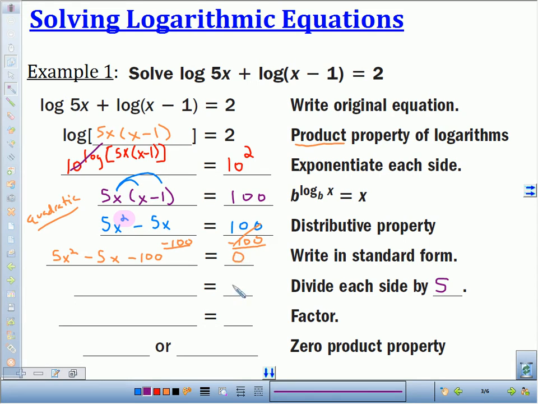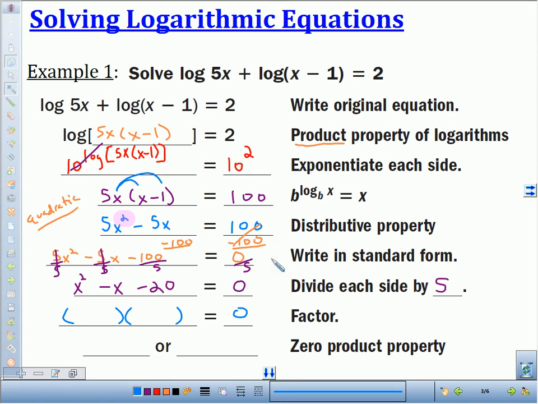Now, 0 divided by 5 is 0. Over here, 5 divided by 5 cancels out, so we just get x squared. Negative 5 divided by 5 gives us negative x. And negative 100 divided by 5 is negative 20. Now I want to factor this, which means that my result should be a couple of binomial expressions.